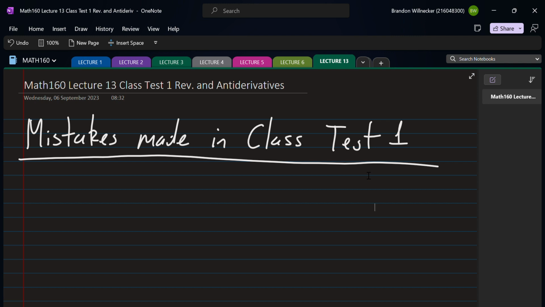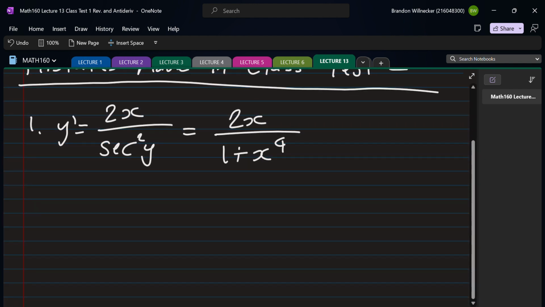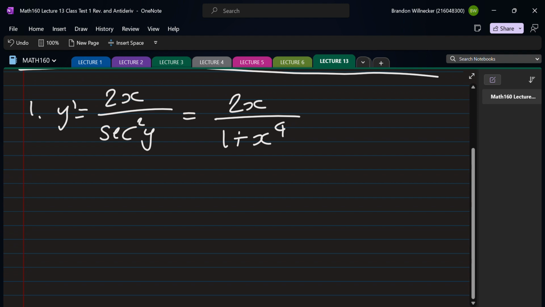So for example, with number 1 here, if we have y prime is equal to 2x over sec squared y, many students were leaving it at this point. This is only half the answer. You're halfway there. You need to write it in terms of x. So this bottom part, you would write in terms of x, and you would get 2x over 1 plus x to the 4. The full solution is available online, but just to say that a lot of students didn't finish the question. Same thing for number 2. Again, students didn't finish the question.